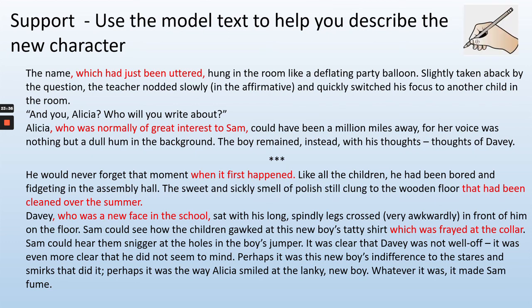Okay, Year 6. You might want to pause the video and leave this on your screen when you're writing. You're welcome to borrow and use any of my relative clauses from today, but I really would like to see your own writing. Remember, we're describing Davy, and we're really trying to describe Davy through Sam's eyes.